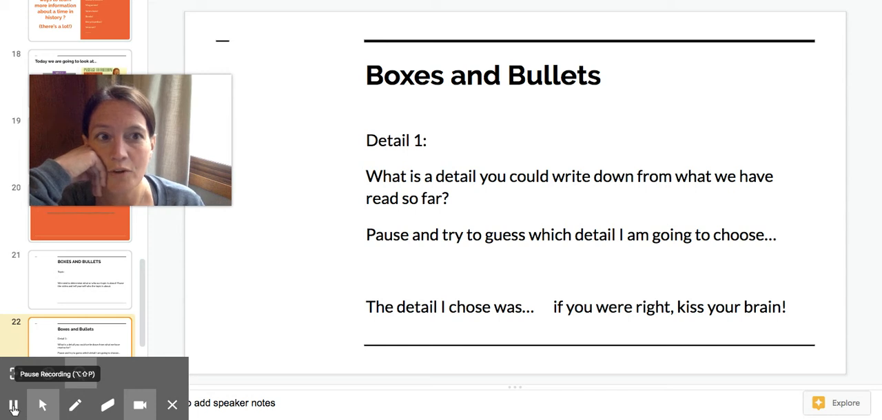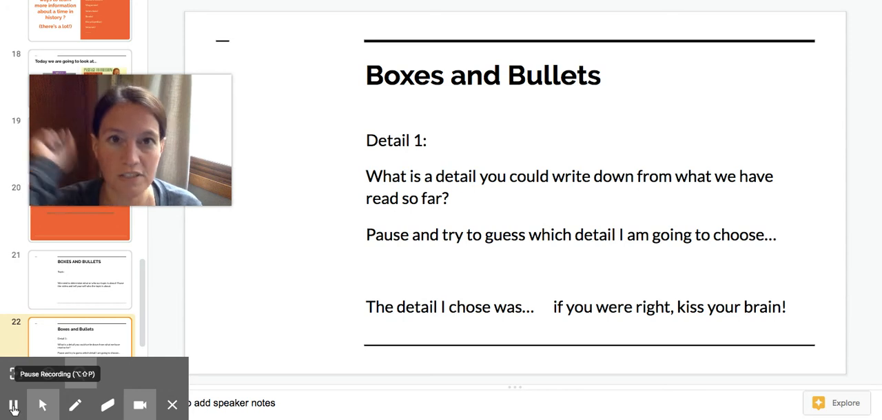Okay, so from those first couple pages, what is a detail that you could write down from what we've read so far? Pause the video and tell yourself which detail you think I'm going to choose to write down for my first detail. Okay, the detail I chose was Anne Frank was born in Germany on June 12th, 1929. So if you were right, kiss your brain.